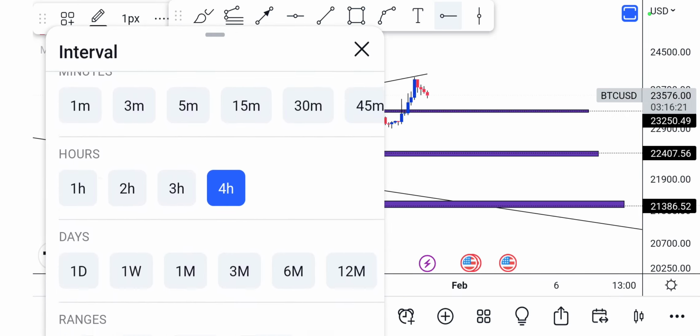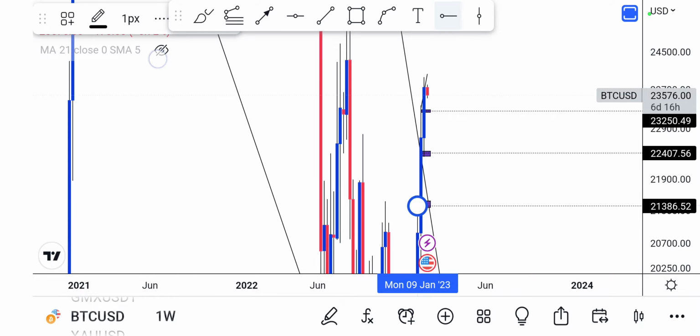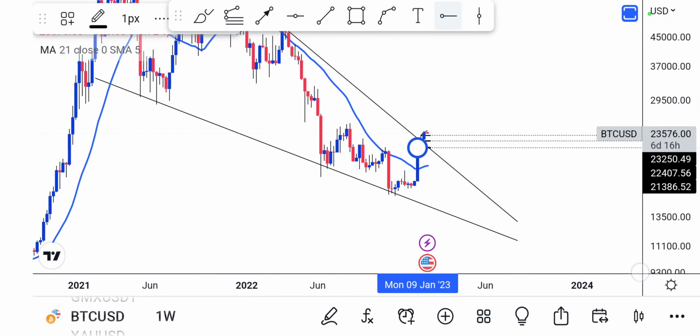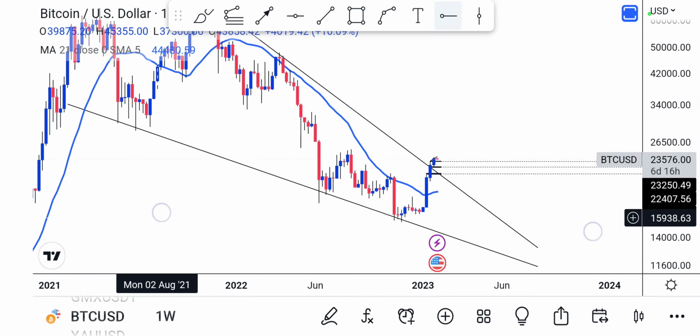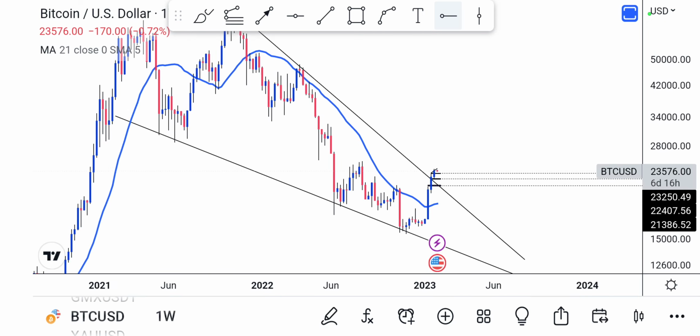So let's take a look at one of the indicators which I want you guys to pay close attention to on the weekly time frame, and it is the 21-day moving average. Now take a look at this. Since the market started moving bearish from here, you can see price crossed the 21-day moving average from top to bottom, and it has maintained that level up to this level here, and you can see price has moved above.